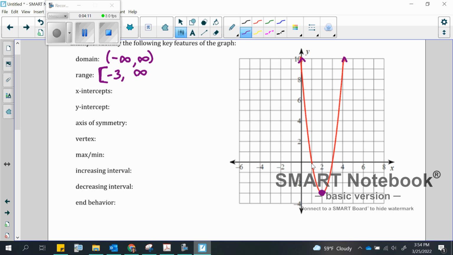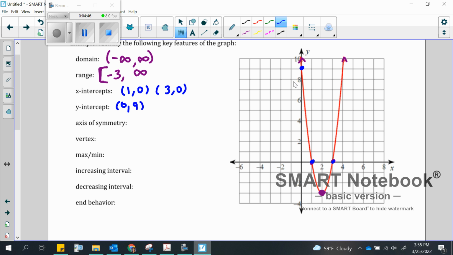Our x-intercept, so where do we cross the x-axis? In this case, we cross the x-axis at 1 and 3. So our x-intercepts are (1, 0) and (3, 0). Remember, they're points: (1, 0), (3, 0). Our y-intercept is where we cross the y-axis. In this case, just be very careful because this one kind of looks like it's crossing 8, but it's actually crossing at (0, 9). Again, it's a point. My y value is 9.